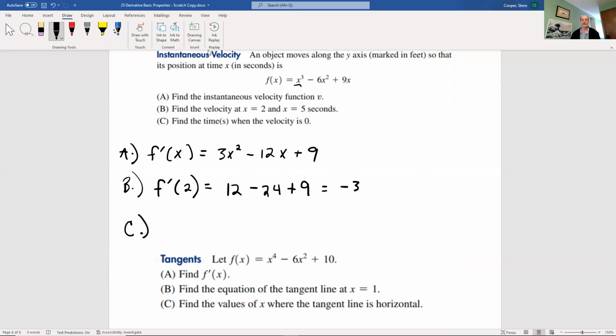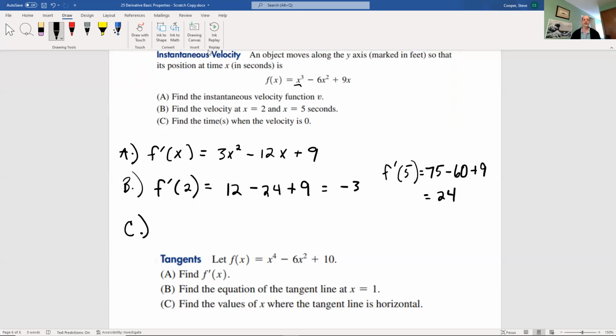And x equals 5. You just have to plug 5 in there. So f prime of 5 is going to equal 3 times 25, so 75, minus 12 times 5, so 60, plus 9, minus 24.